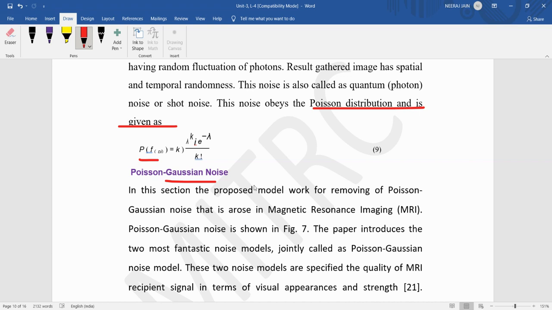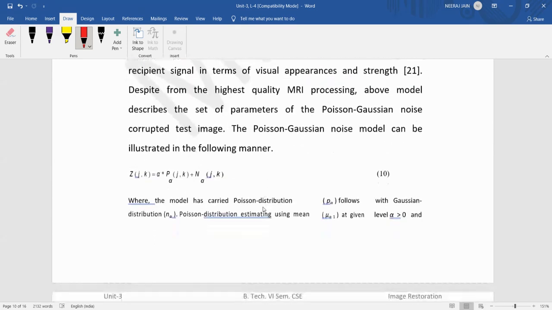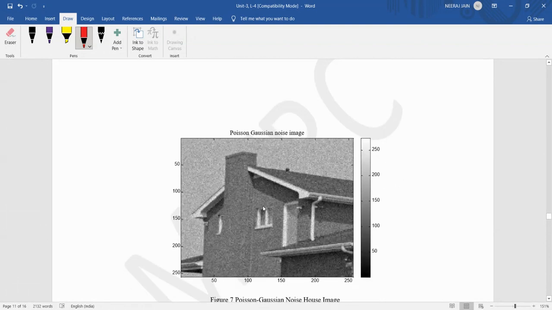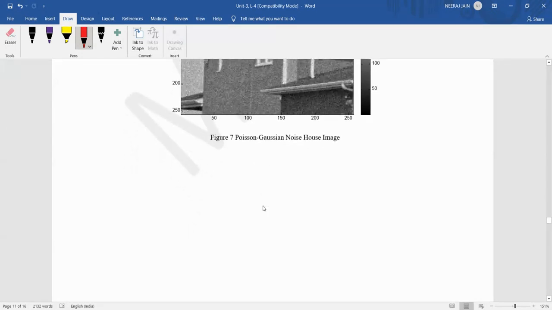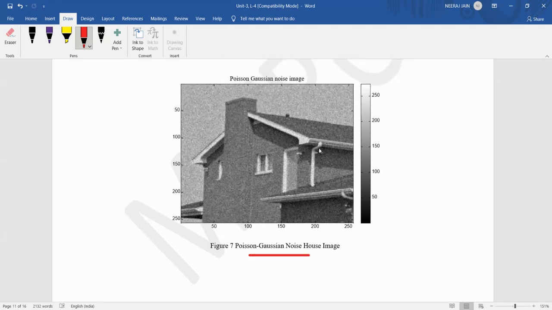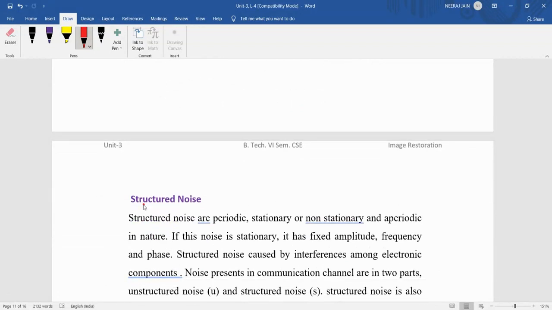Poisson-Gaussian noise is also present. The proposed model works for removing the Poisson-Gaussian noise that arises in the magnetic resonance imaging (MRI) technique, where such type of noise generally arises. In this way, we can say there are several types of Gaussian noise in the image. We can observe the effect of this noise on the image.